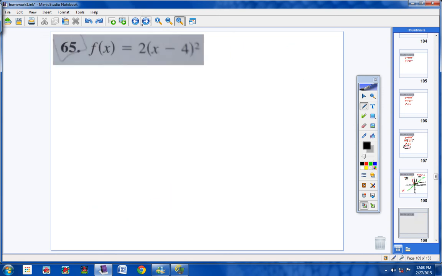Alright, number 65. They want us to restrict the domain of the function to an interval where the function is increasing, and then determine the inverse over that interval. So watch carefully what I'm going to do, okay? First of all, I'm going to take x minus 4 and square it and get this. Then take your 2 and multiply it through. Well, you can leave your 2 there if you want to. Actually, you don't have to multiply it through.